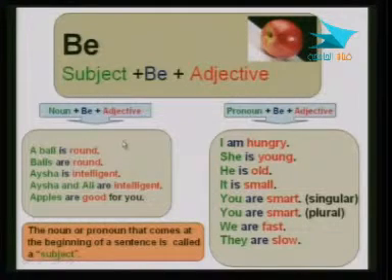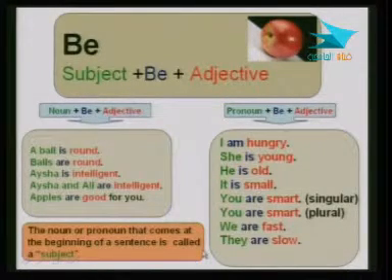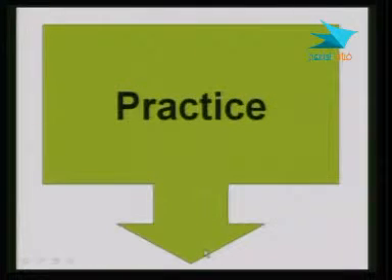All right, so the noun or pronoun that comes at the beginning of a sentence is called subject. These words in green color are called subjects. They are subjects.